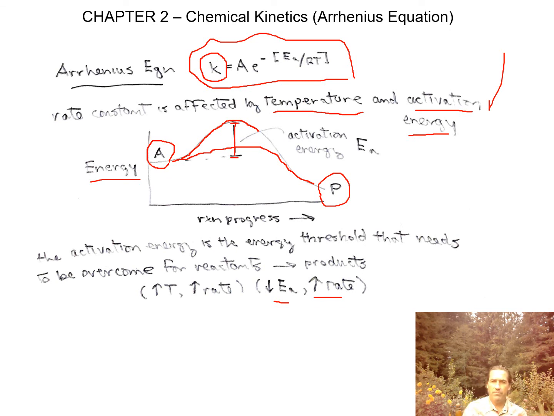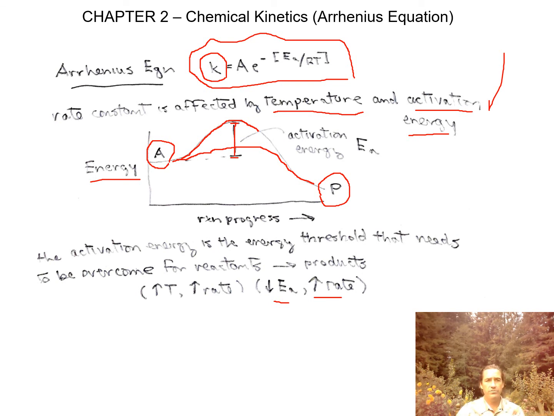And this is the principle behind, say, catalysts. What do catalysts do? Why do they speed up the reaction? They speed up the reaction because they lower the activation energy. Essentially, they give the reaction a new pathway to go from reactants to products that has a lower activation energy.